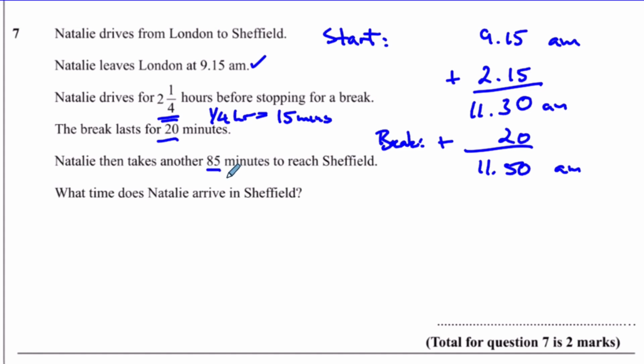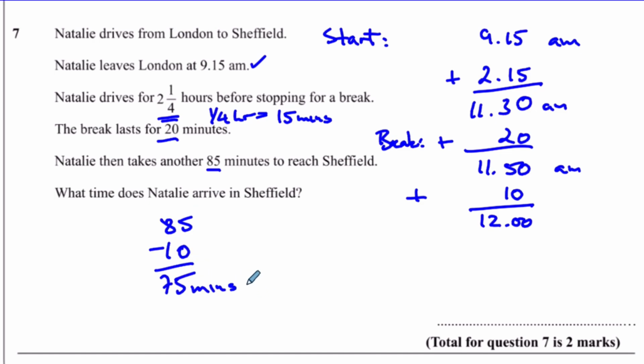Natalie then takes another 85 minutes to reach Sheffield. Okay, a little bit of work to do here. We're at 11:50 a.m. If I add 10 minutes, it takes me to 12 noon. So 85 minutes, take away the 10 minutes that I've just used up. We've got 75 minutes left, and 75 minutes is 1 hour and 15 minutes. So we do 12 plus 1 hour 15 minutes, and we get 13:15. And you can leave this as a 24-hour clock and just leave it as 13:15.